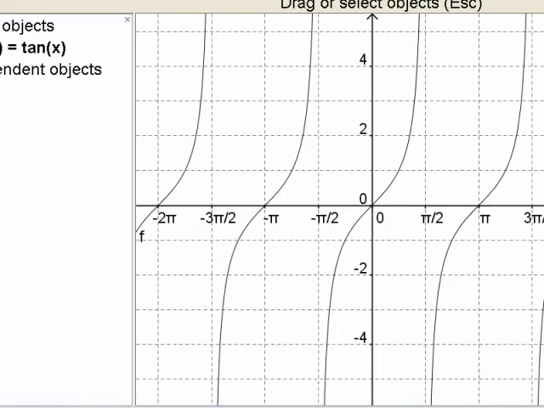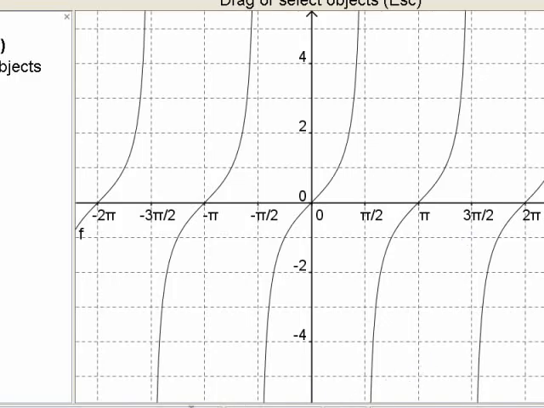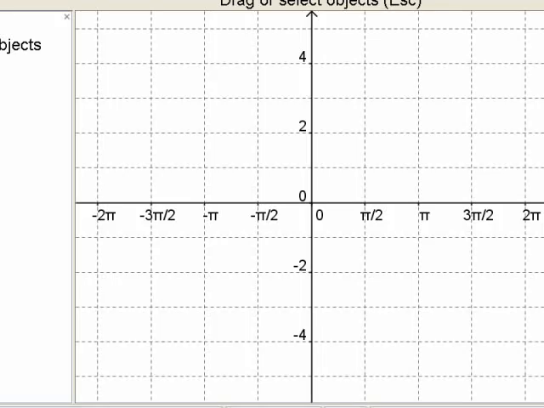So let's go back to this and we'll see here. Move this over. So we're going to delete this. And we're going to put in here.